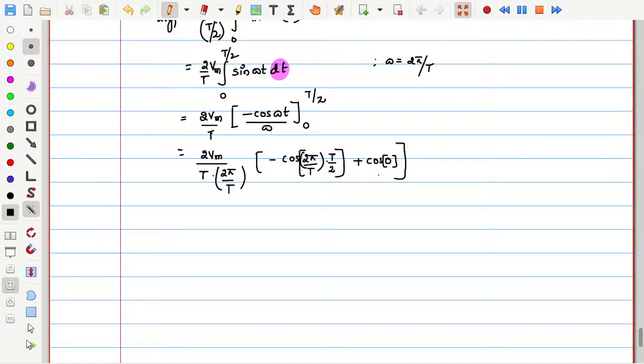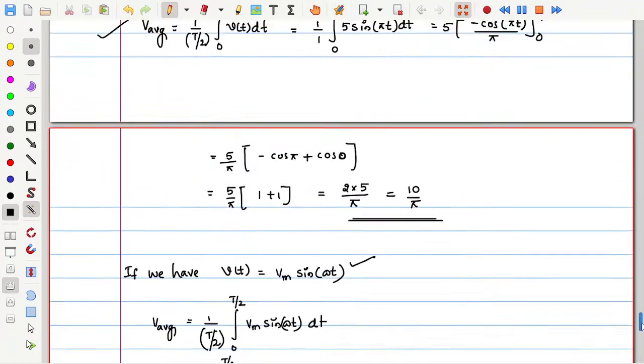Just once you go through it, you will understand carefully. T will get cancelled and 2 also will get cancelled. What is left is Vm by pi here. Next, you can also see what things get cancelled: 2 and 2, T and T, and cos pi. Cos pi is how much? Minus 1. So minus minus plus, so plus 1. So we see 2Vm by pi. Did I get 2Vm by pi for the average value or not?